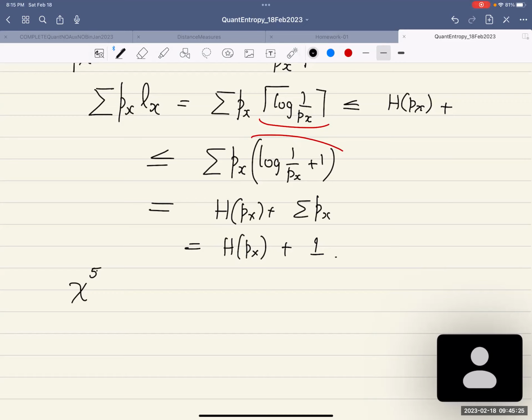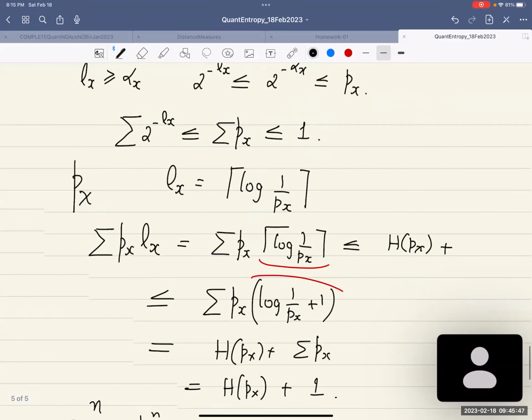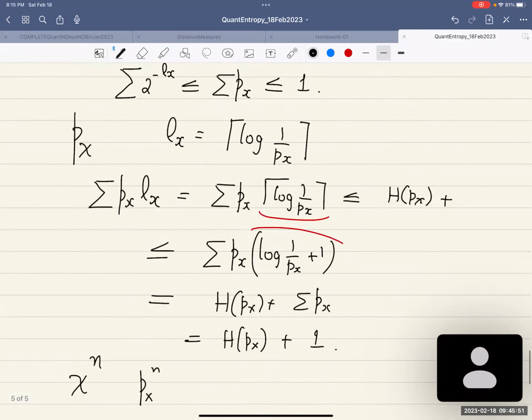Suppose you take X^n and you do the same thing on Px^n. You're only losing 1 by n per symbol. Okay, is that clear, Tejas? Yeah. So that means we have a nice code that you don't really need to block like before. You can block with very short lengths.